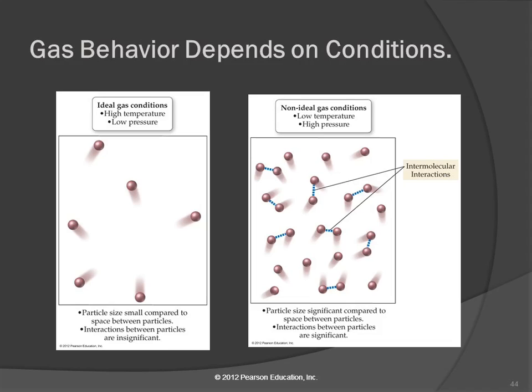If we cool the gas down and compress it, then we begin to see non-ideal behavior between the gas particles. This is low temperature, high pressure. When we cool the gas down, the particles are moving more slowly than at high temperature. And there are attractions between gas molecules. They're just generally insignificant. You can think of those attractions as being a little bit like Velcro.